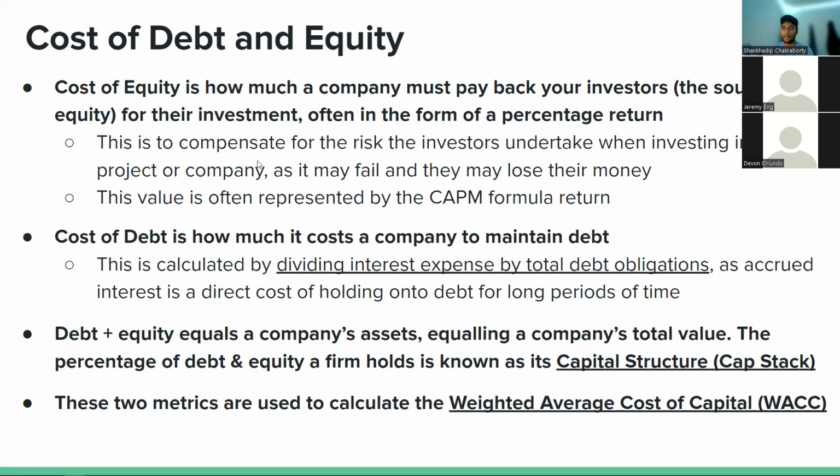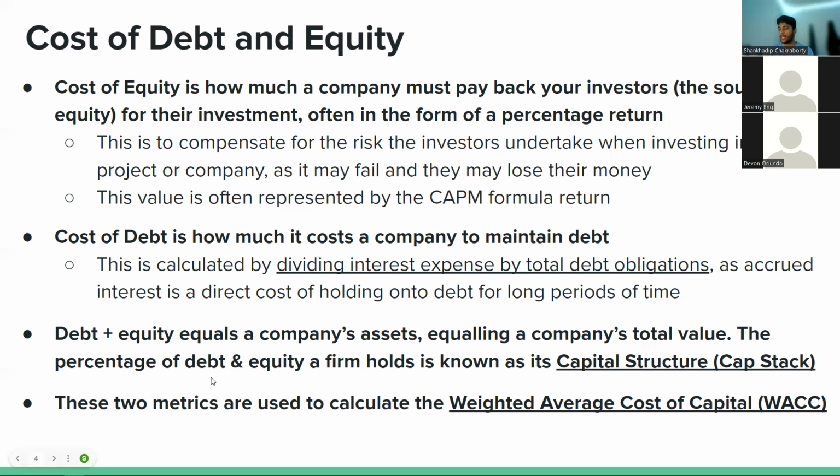Debt and equity equals a company's assets, which is essentially a company's total value. And as I was saying, the percentage of debt and the percentage of equity, so cost of equity and cost of debt combined with the percentage of each, it could be 60-40, 70-30, has to equal 100, because your assets are funded by either debt or equity. We went over this before. It's not funded by anything else. It's made up of debt and equity. How much of each? That's up to you as a business owner.